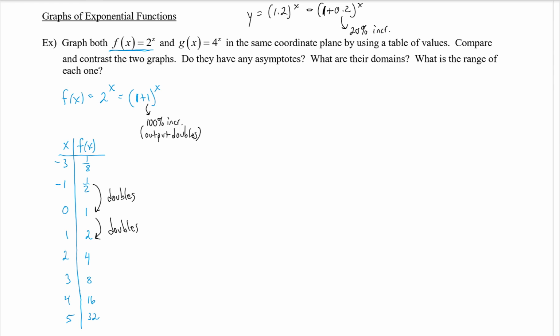So every time I increase by 1 on the x-axis, this doubles. So if you add 1, this doubles. If you add 1 to x, the output doubles. So if we plot those, let's see what that looks like.